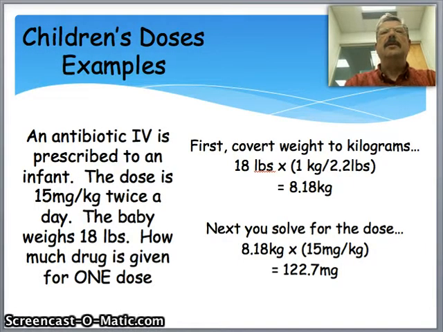An example of calculating a child's dose based on how many milligrams of the antibiotic IV are given per kilogram of the baby. First, you need to convert from pounds to kilograms, and then you solve for the dose.